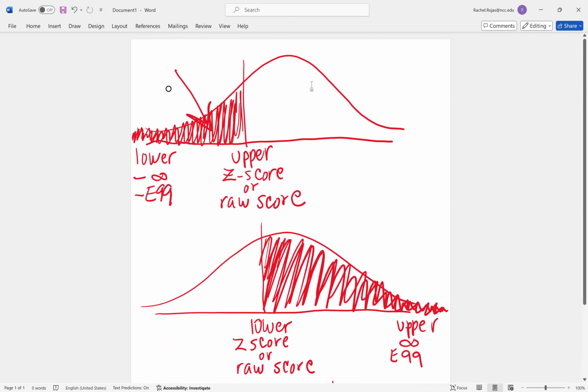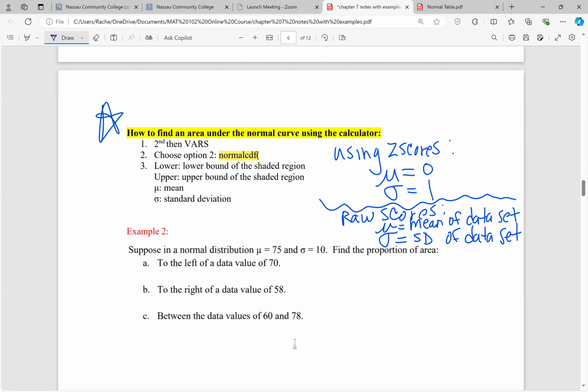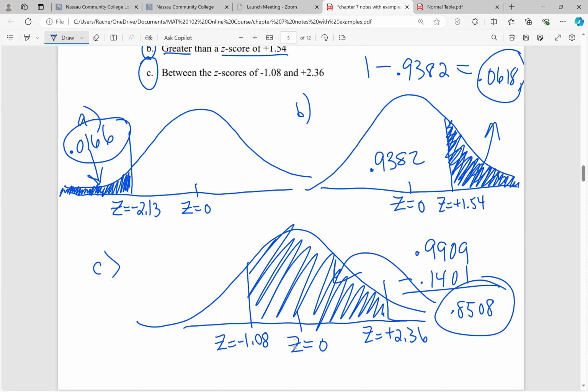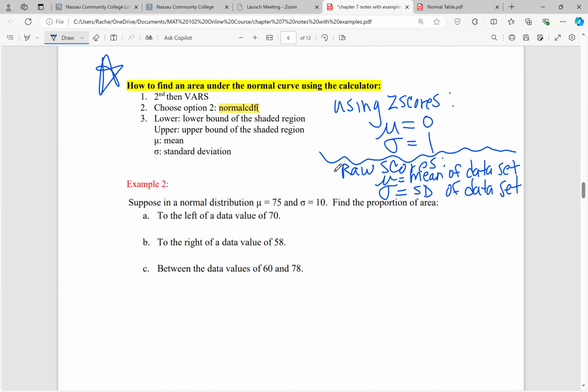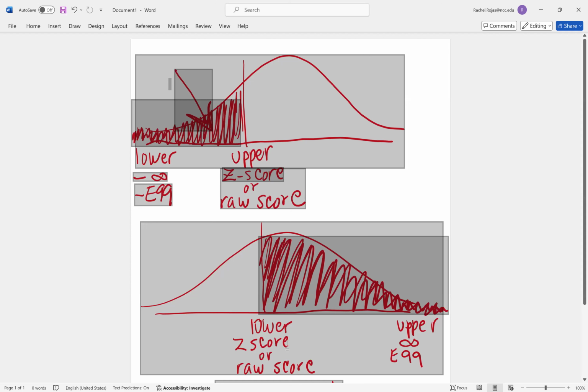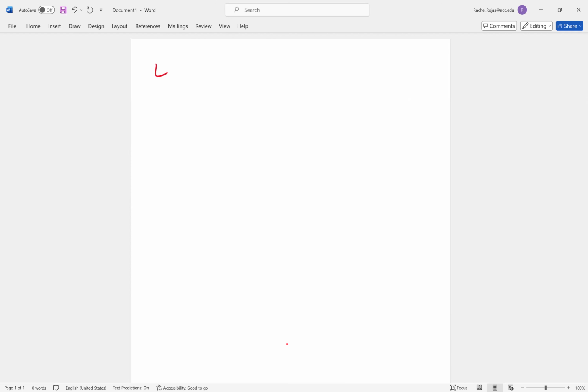So why don't we go back to this example and we'll redo it, but we'll use the calculator. So example 1. So let's do these 3, but now I'm going to show you how to use the calculator. So example 1, using the calculator.